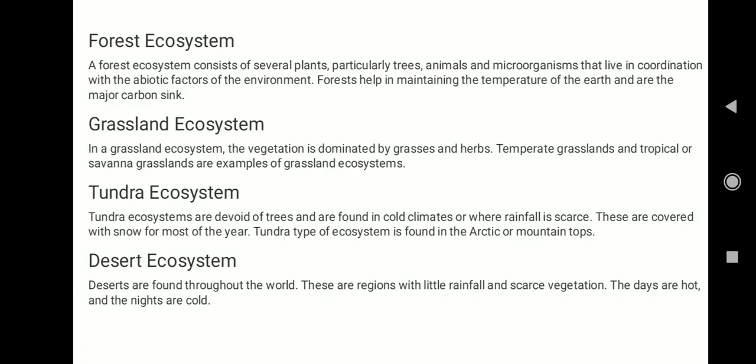Forest ecosystem consists of several plants, trees, animals, microorganisms, and all the biotic factors of the environment live in there. Forest helps in maintaining the temperature of the earth, that is moderating the climate of the earth, and they are the major carbon sink.